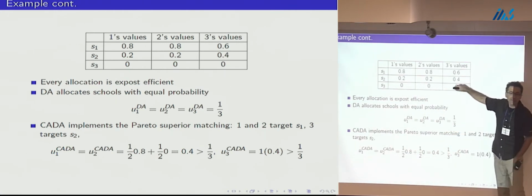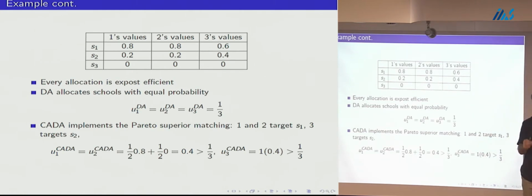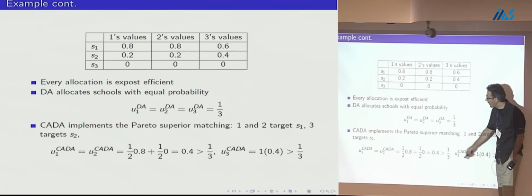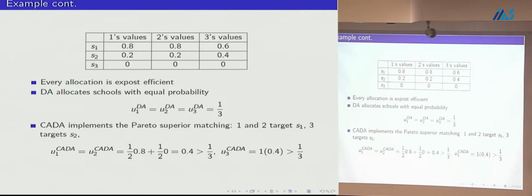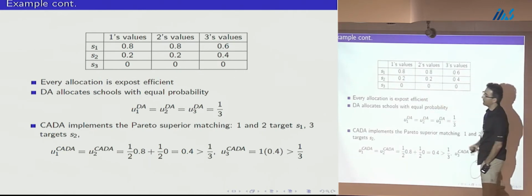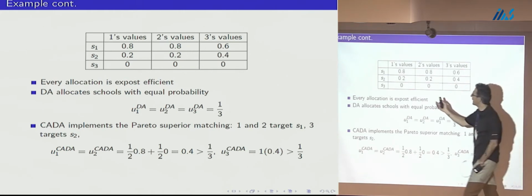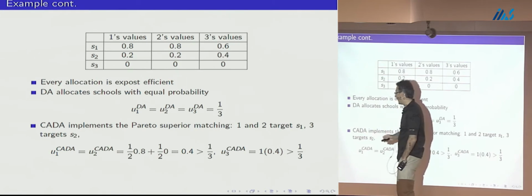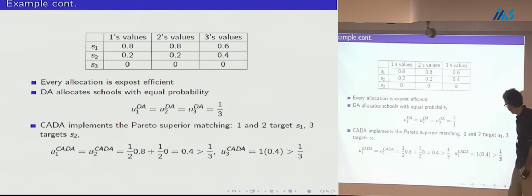If you target that school, you are going to be favored in tie breaking, and you are going to ensure assignment to that school. And in the unique equilibrium of that CADA game, in this example, actually student 1 and 2 are going to target S1, and 3 is going to target S2. And they are also going to submit their ordinal rankings truthfully. And that is going to produce higher expected payoffs for students under CADA.